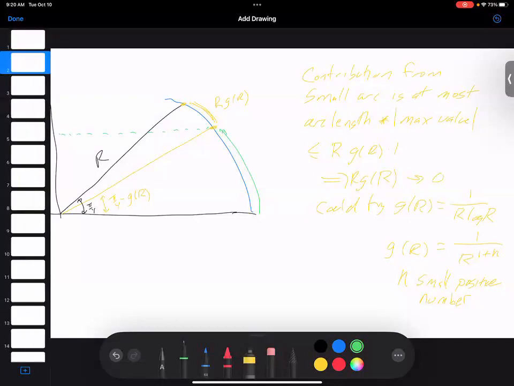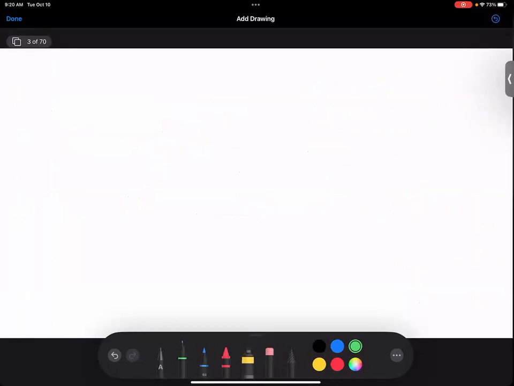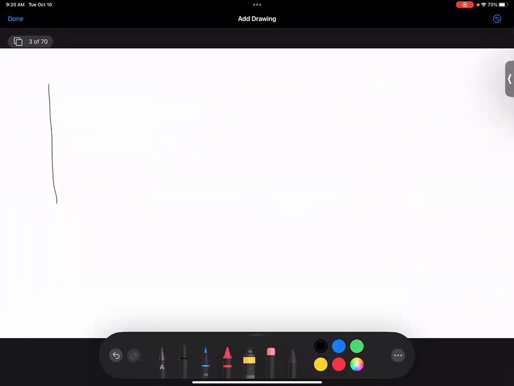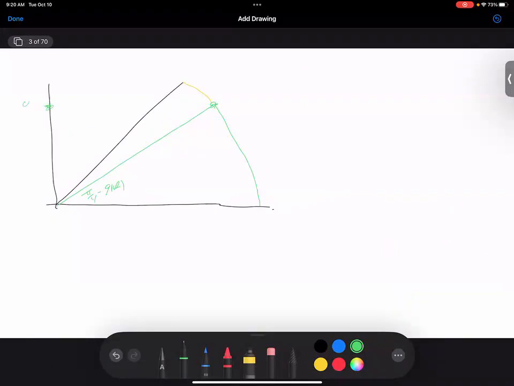Okay, so now let's move on to the next part. Now we want to figure out how to handle the remaining piece. We have the part of the arc over here, and then from here downward. So this is the angle pi/4 minus g of r. We want to figure out what is the corresponding value here. We'll call this y sub r.